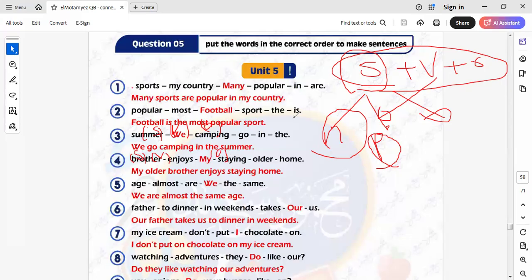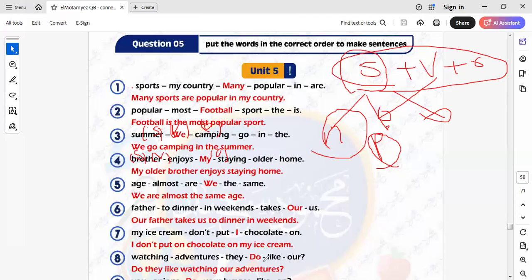Many sports are popular in my country. Football is the most popular sport. We go camping in summer. My older brother enjoys sitting at home. We are almost the same age. Our father takes us to dinner. I don't put chocolate on my ice cream.